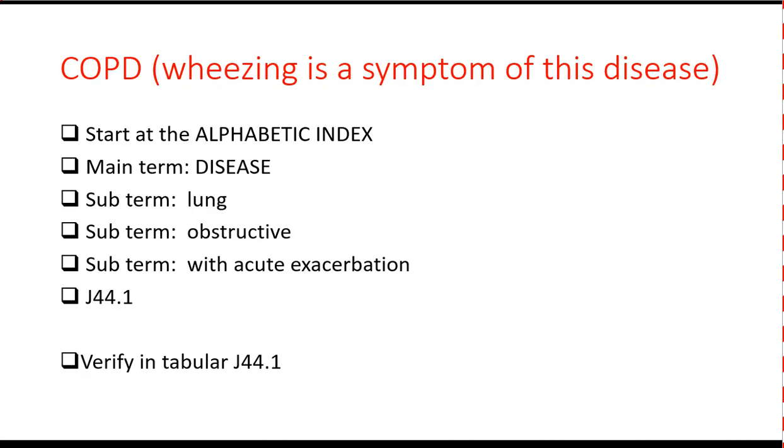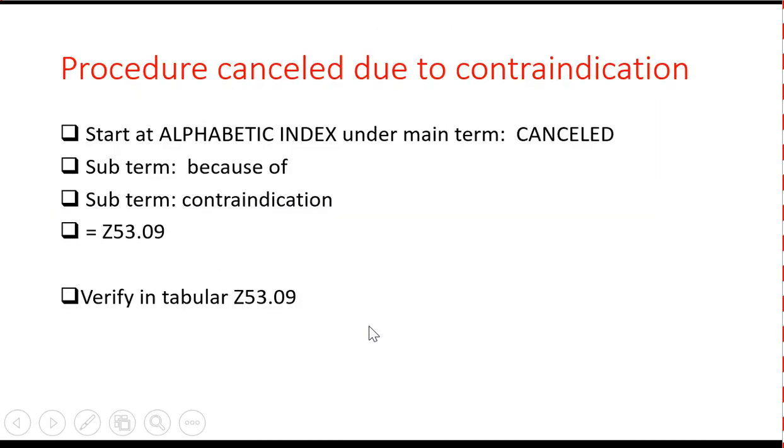Starting at the alphabetic index, our main term is disease. We're going to then follow through to the subterm lung, the subterm obstructive, the subterm with acute exacerbation. Now that sends you to J44.1. So we're going to flip back to our tabular and verify the code, that we don't need more digits, that there's not any notes that we need to follow for J44.1.